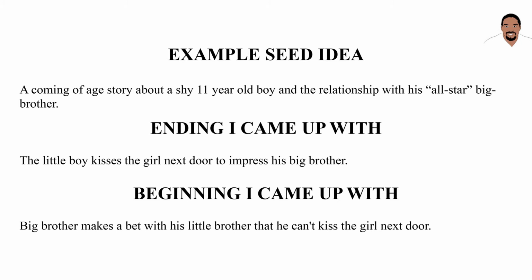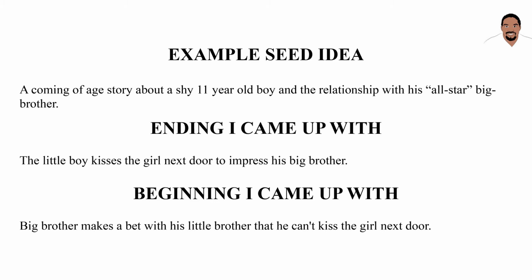I took my ending and I said, what can I do to start off this film that would point towards the end? And then I thought of some scenarios, and I came up with the big brother making a bet with his little brother that he can't kiss the girl next door. So we have a beginning to work with. Again, notice how it points towards creating something at stake for the little boy as well. It points towards the end. All right, so let's see what happens in the middle.